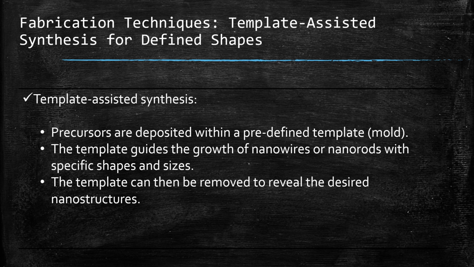Imagine having a mold that can define the shape of your nanostructures. That's the basic concept behind template-assisted synthesis. Here we use a predefined template with tiny pores or channels. We then introduce precursor materials, think of them as building blocks, into these pores. The template guides the growth of the nanowires or nanorods, ensuring they conform to the template shape and size. Once the growth is complete, we can remove the template, leaving behind the desired nanostructures.